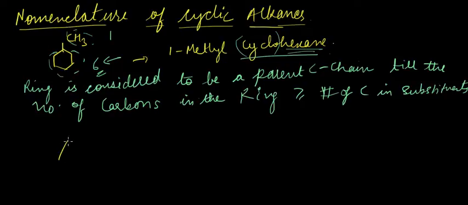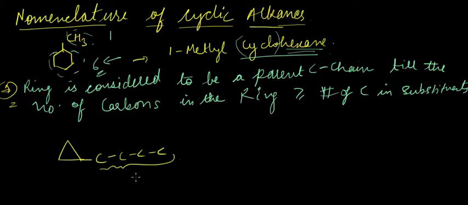Okay, so let us delve into more such examples. If you have something like this, what would be the nomenclature for this? As we said, the ring is considered to be the parent carbon chain till the number of carbons in the ring is greater than or equal to the number of carbons in the substituent, but in the substituent the number of carbon atoms is greater than the number of carbon atoms in the ring. Hence the word root would follow but and ane, and I'll be counting the carbon atoms from 1 as the first carbon atom, so the substituent position is 1 cyclopropyl.